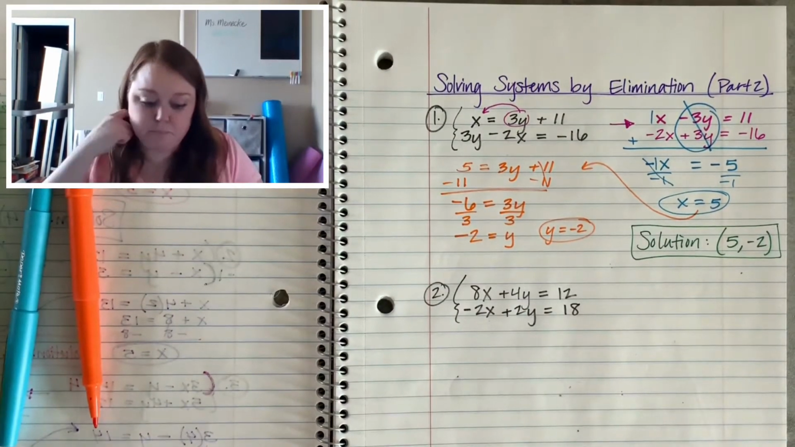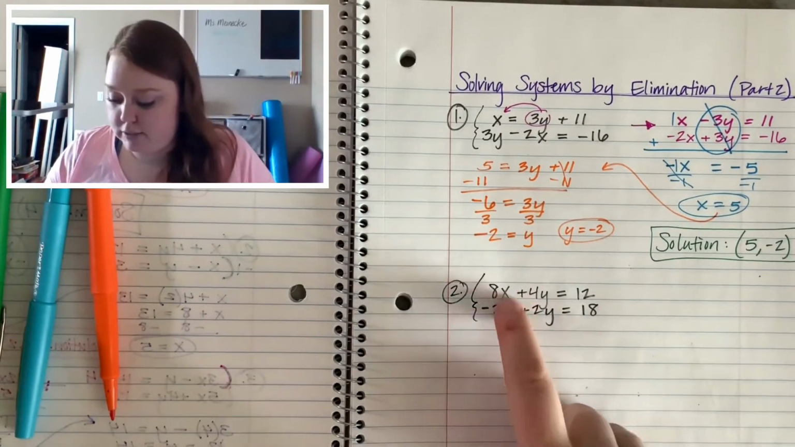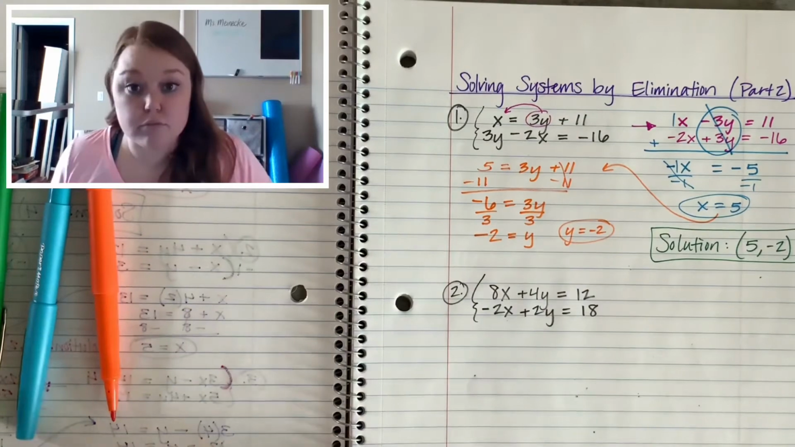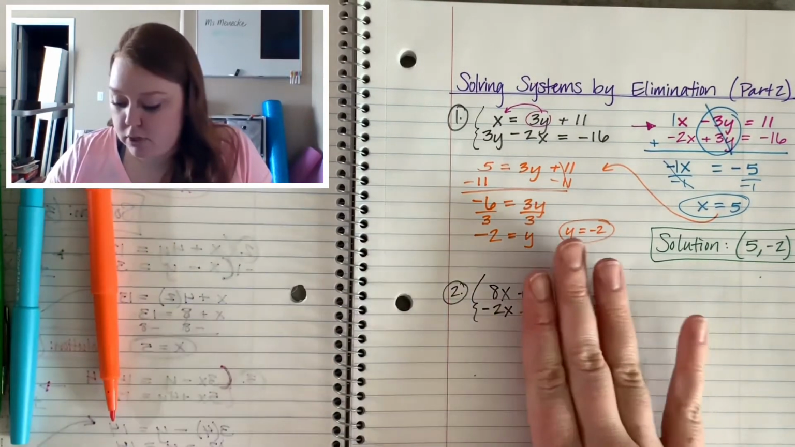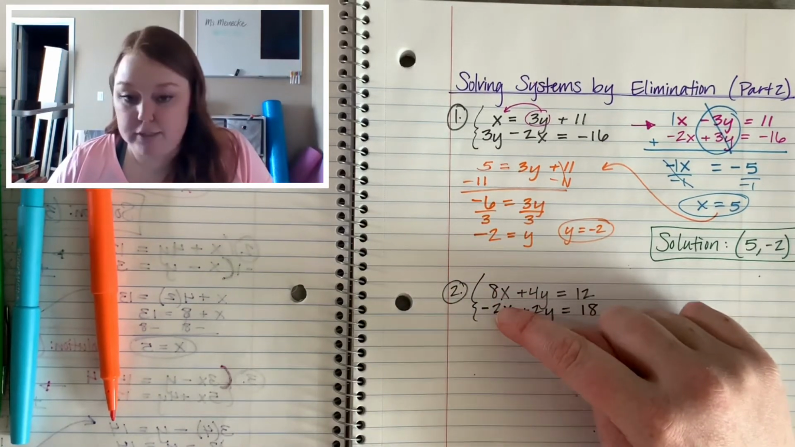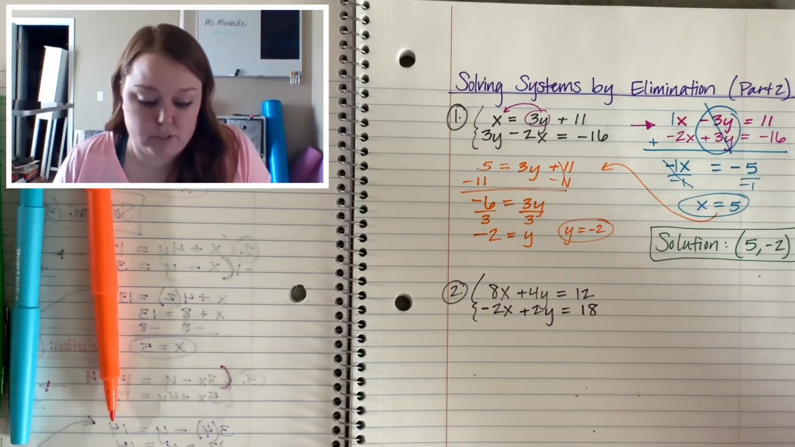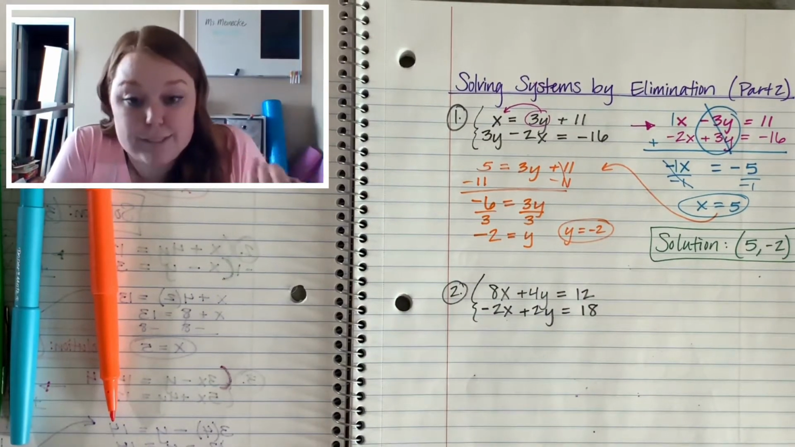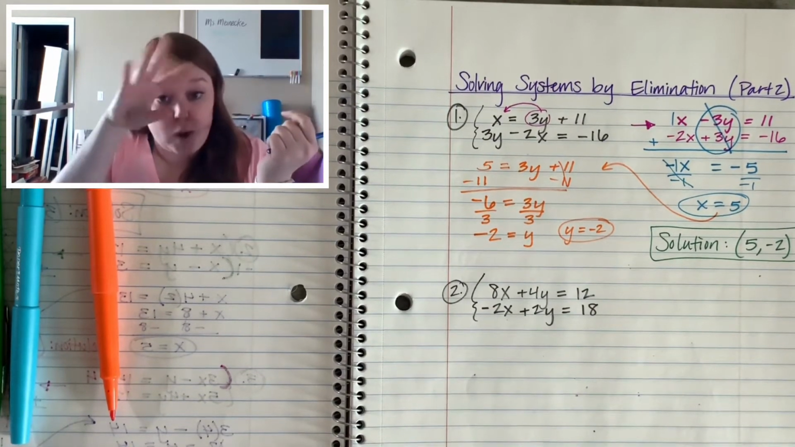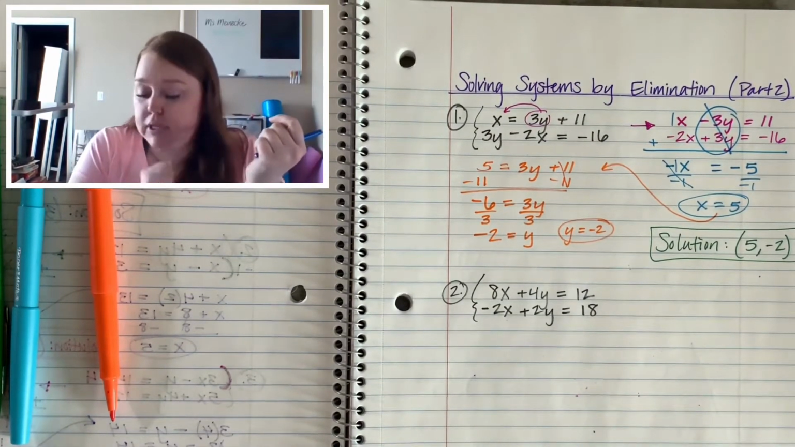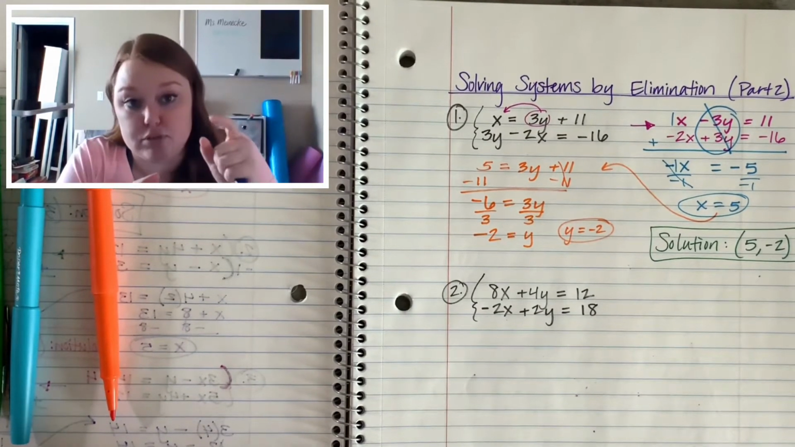So that's our system. I can see that everything's lined up nicely. X's, Y's, equal sign, other stuff. Cool. Now I want to see if anything immediately cancels. My X terms, I have an 8 and a negative 2. That does not cancel to 0. 4 and a 2 does not cancel to 0. So I'm going to have to force something to cancel. You can choose to cancel out your Y's, or you can choose to cancel out your X's. It doesn't matter. You're going to get the same solution.